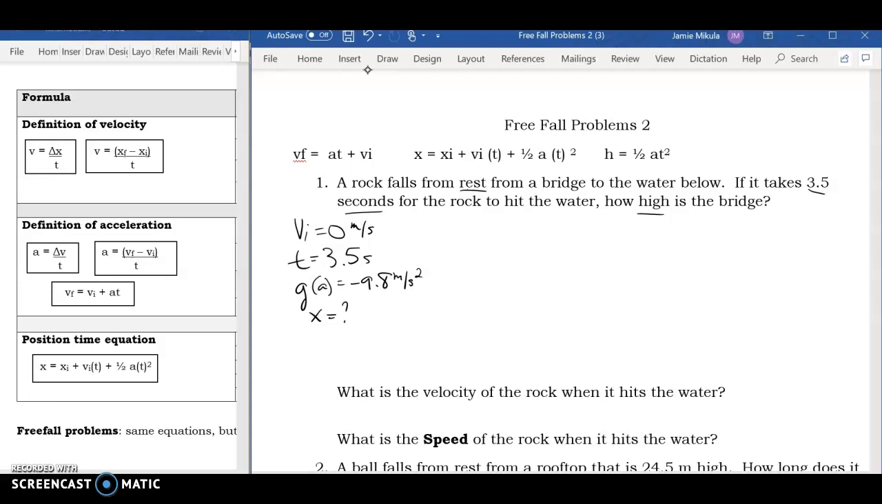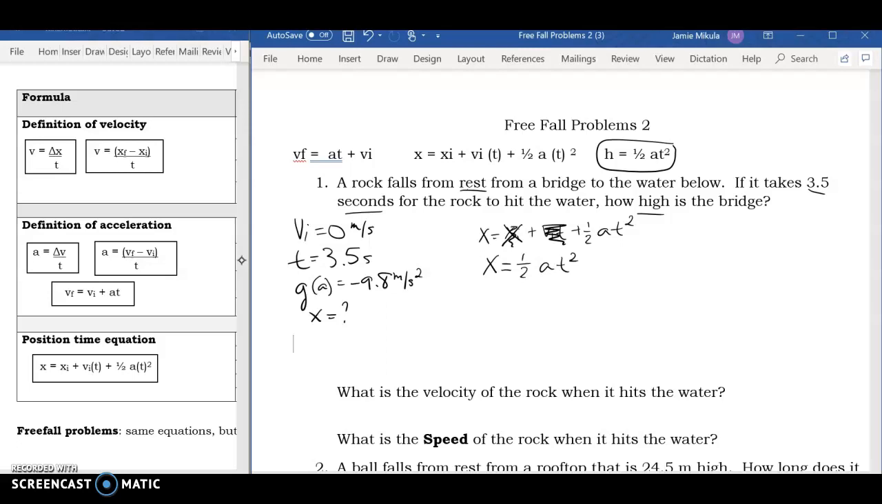All right, so looking at these formulas over here, we have time, so I'm going to choose this last one over here: x equals xi plus vit plus 1/2 at squared. We're going to label the initial position as 0, so we can cancel that out of the equation. The initial velocity, because it started from rest, is also 0, so we can get rid of that portion of the formula. Because of all those zeros, we can cut it down to 1/2 at squared. And you can see here, he has the height equals 1/2 at squared as well, so we could have just used that one.